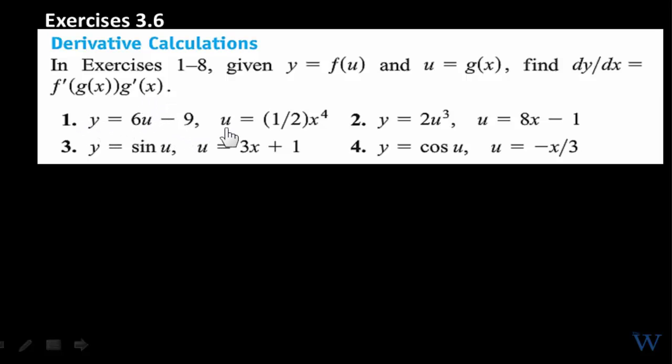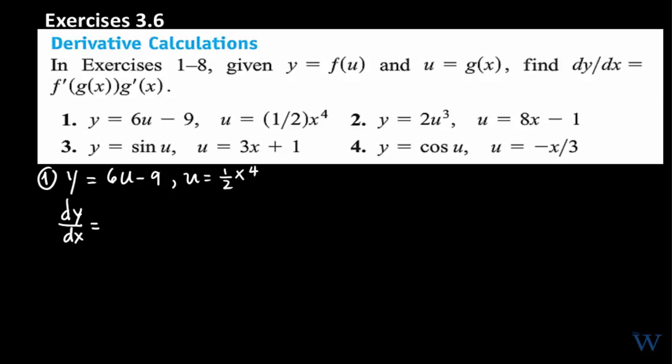The first one is to use the Leibniz notation and the definition of the chain rule, and the other one is to use the composition and again the chain rule. So let's say we want to do number 1. So take y equal to 6u minus 9, but u is given to be 1/2 x to the 4th. Alright, so we are asked to find dy by dx.